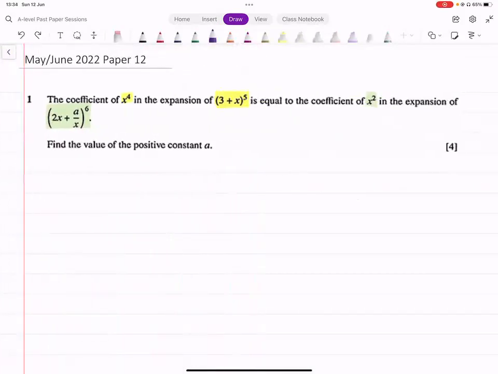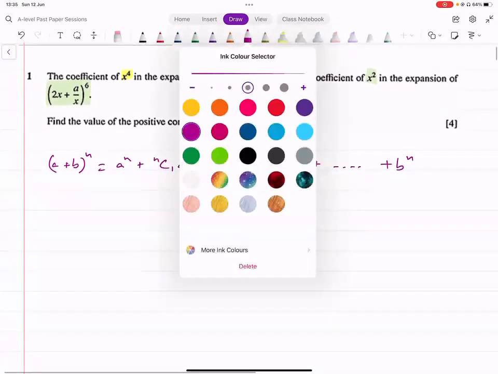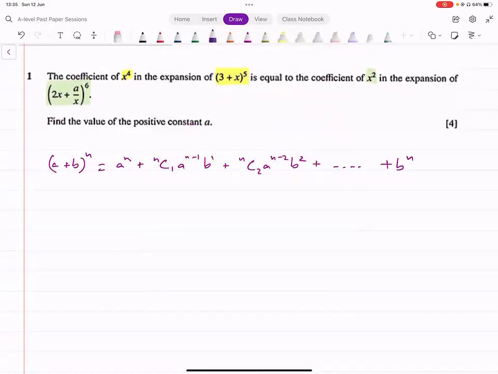You can say this as (a plus b) whole raised to power n, that equals a raised to power n plus nC1 a raised to power n minus 1 b raised to power 1 plus nC2 a raised to power n minus 2 b squared, and so on all the way until you have b raised to power n. So what I'm going to do is I'm just going to expand these two things, (3 plus x) whole raised to power 5, and find the coefficient of x raised to power 4 from that, and also the other one, find the coefficient of x raised to power 2 from that.